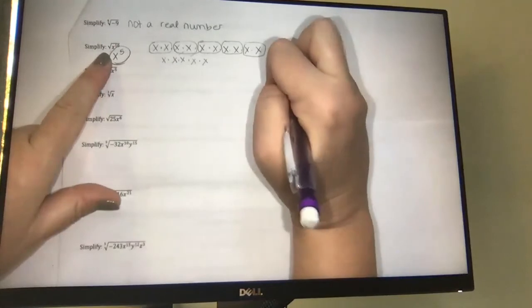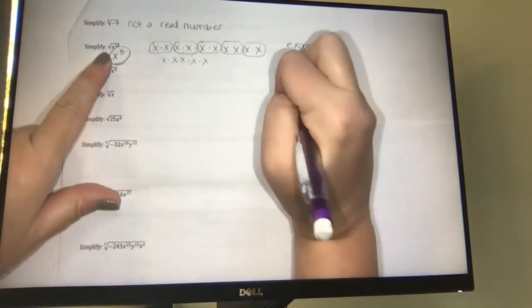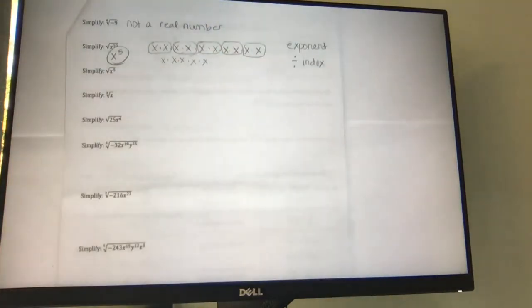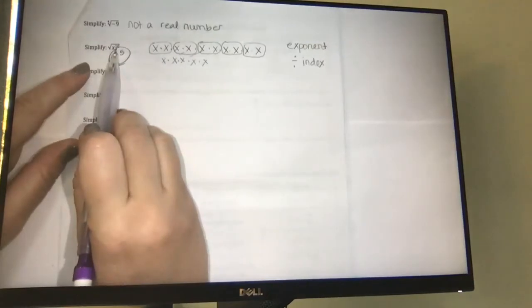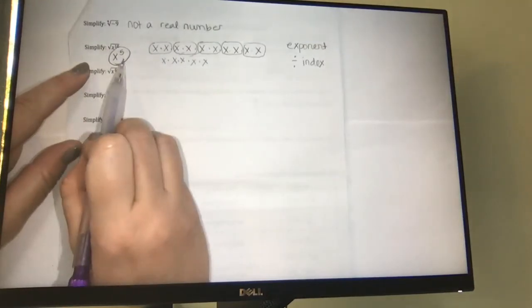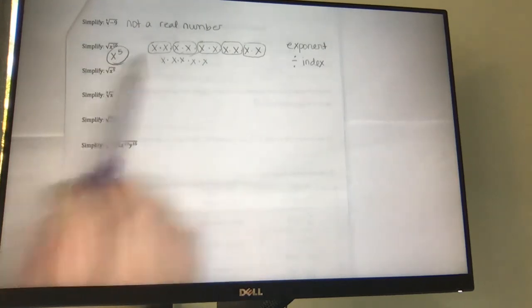You're going to take the exponent on your letter divided by the index. That's all we're doing. 10 divided by 2 gave you what? 5. Boom, you're done. That's what we're doing, okay? But I want you to know why we're doing it. So that's great if it's perfect, like x to the 5th.